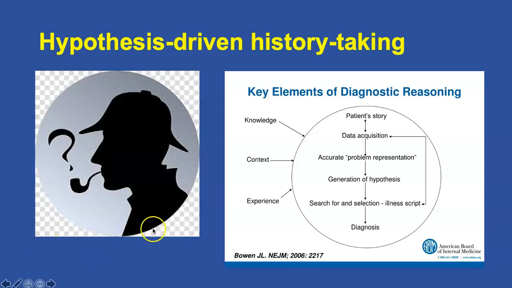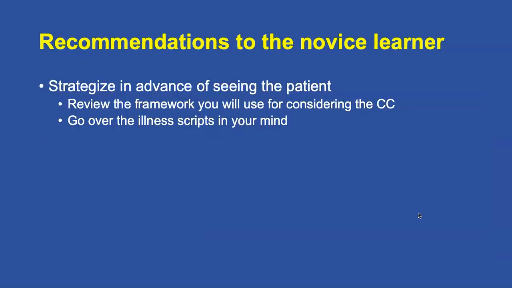Now, if you look at this schema for how diagnostic reasoning works, the most important thing to start off with is really having a good knowledge of illness scripts. And as we gather the patient's history, what we're doing is we're comparing the patient's story, translating it into a problem as physicians represent it, and generating hypotheses that match our known illness scripts to achieve a diagnosis. So this is what I would recommend to you as a novice learner.